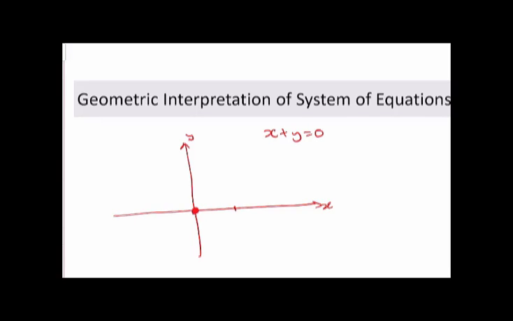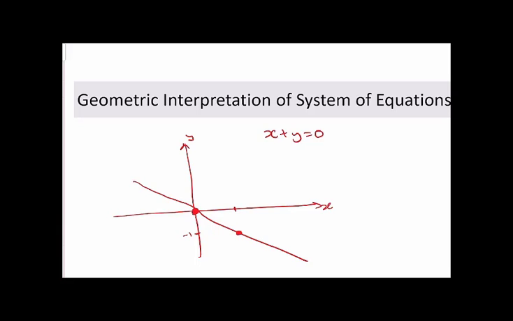So let's think in a 2-dimensional space. Imagine you have two equations. The first is x plus y equals 0. Let's plot this in red. Let's call this the y-axis and this the x-axis. When y is 0, x is also 0, so that's the first point. When x is 1, y is minus 1, so that's the second point. So that's x plus y equals 0.